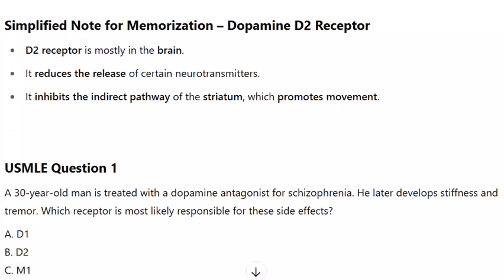Dopamine D2 receptor. D2 receptor is mostly in the brain. It reduces the release of certain neurotransmitters. It inhibits the indirect pathway of the striatum, which promotes movement.